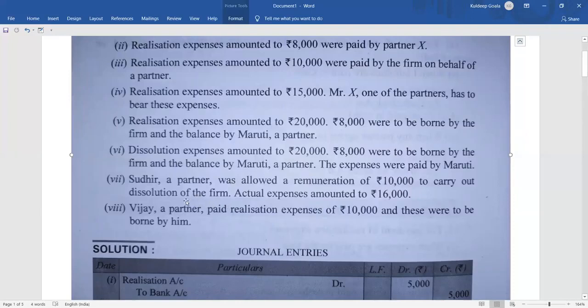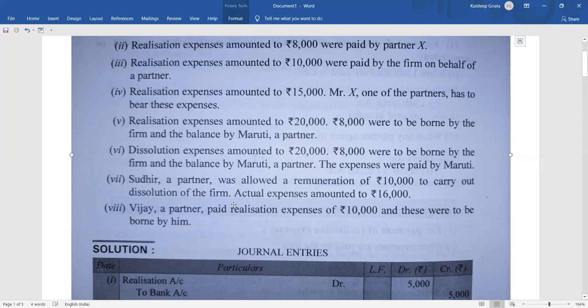It's a very interesting one. Okay, then coming to the next one, point number 7, that is Sudhir, a partner, was allowed a remuneration of 10,000. There was a partner whose name was Sudhir. He was allowed a remuneration of 10,000. Means he will get a salary, or you can say a remuneration. If it is difficult to understand, remuneration means a collection of all the incentives. Okay, so he is supposed to get a remuneration of 10,000 to carry out the dissolution of the firm.